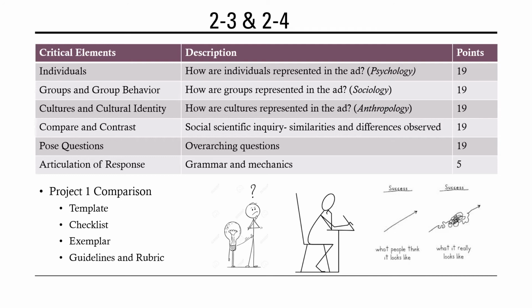Next, how are groups represented in the ad? So think like a sociologist. Look at the interaction between 2 or more individuals. Third, how are cultures represented in the ad? So look at the symbols and the items in the ad that represent a culture. For example, jeans might cue you into a Western culture, or an American flag, for example.